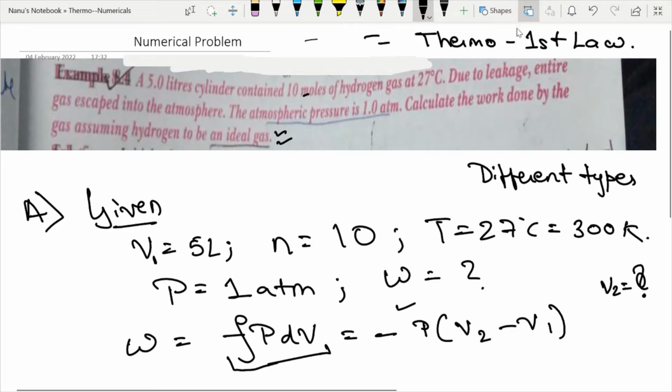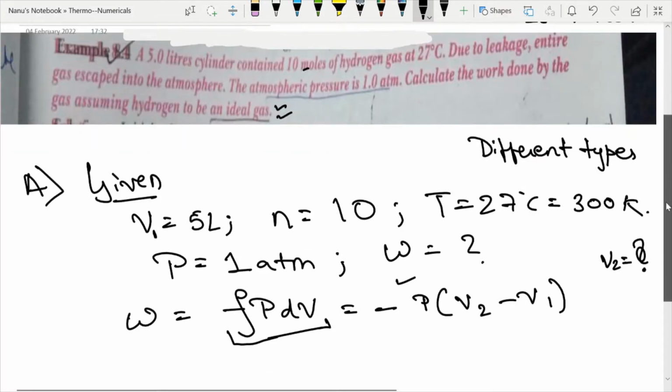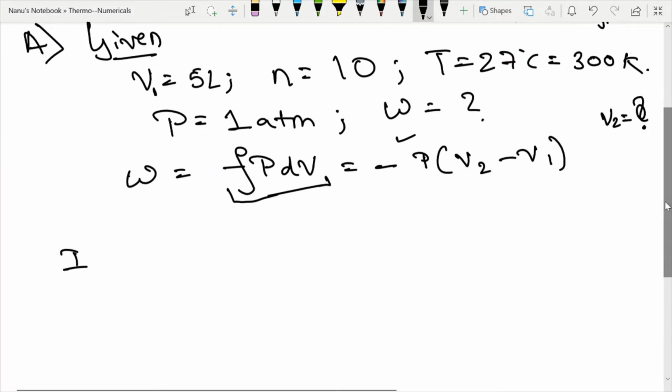So how can we find our V2? Simply by applying the ideal gas equation. So what is the ideal gas equation? You all know this. PV is equal to nRT. So what is P?